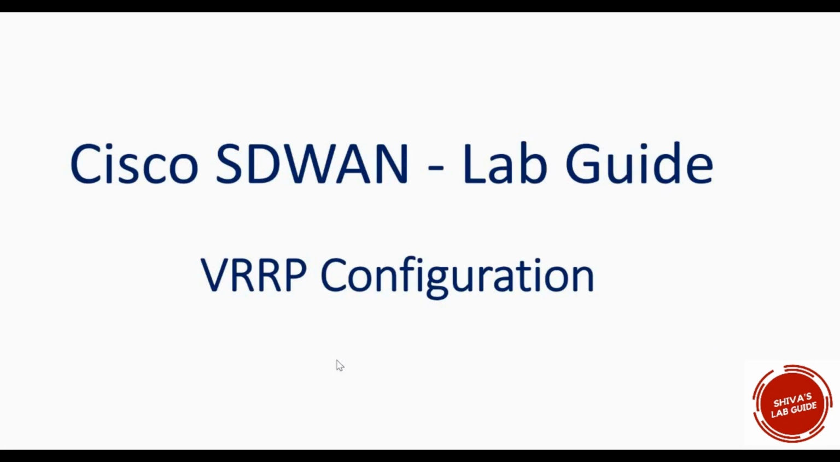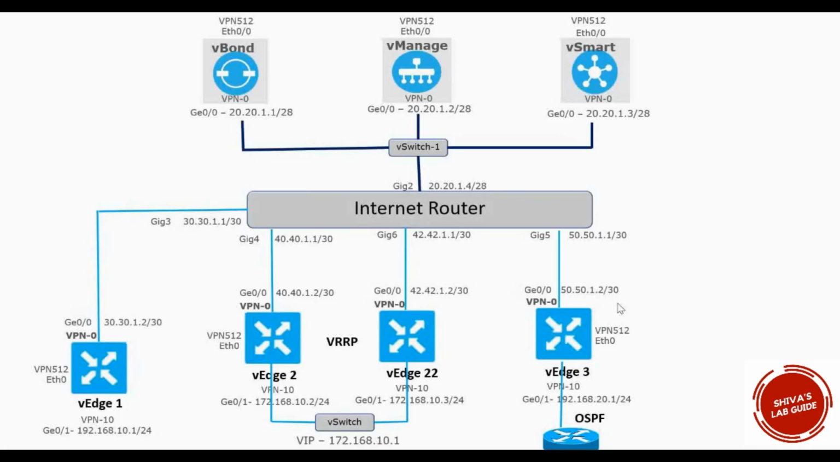In this video, I'm going to show you how to configure VRRP in our existing lab topology. So this is the topology. In earlier videos, if you've seen, we have onboarded VH1, 2, 3, and for VH3 we have configured OSPF. Now I have added a new VH, that is VH22, and I placed it next to VH2. Between these two routers, VH2 and VH22, we are going to configure VRRP.